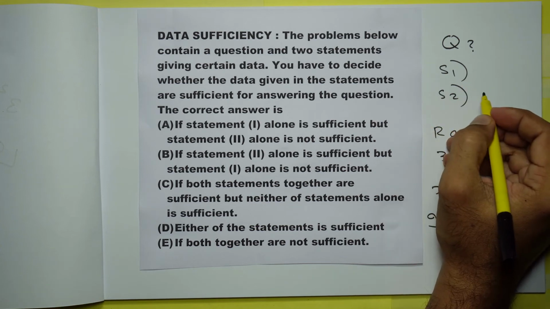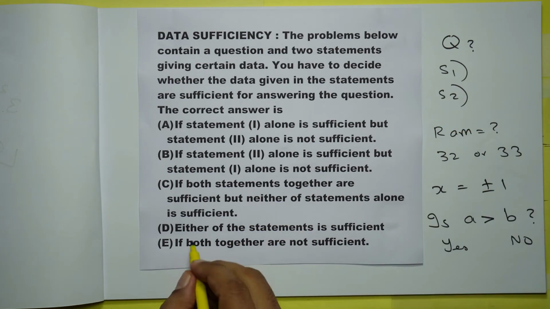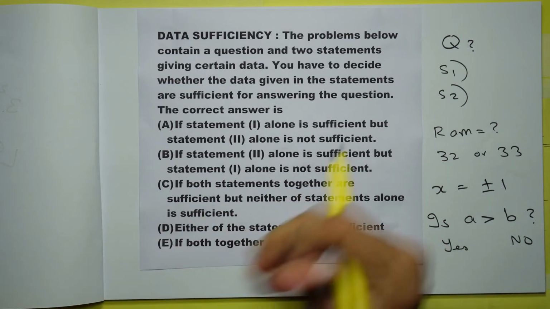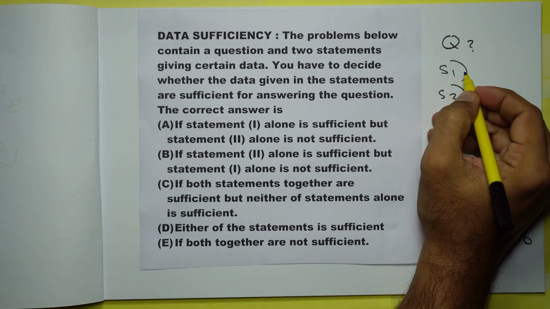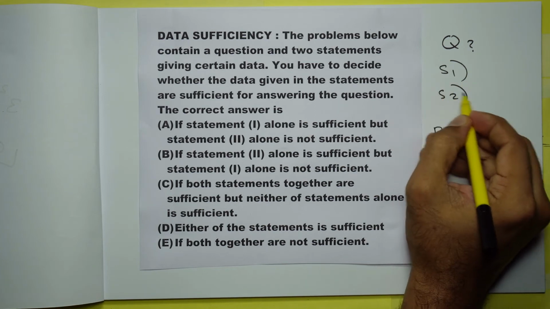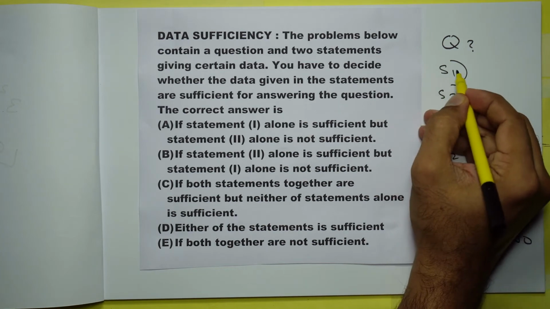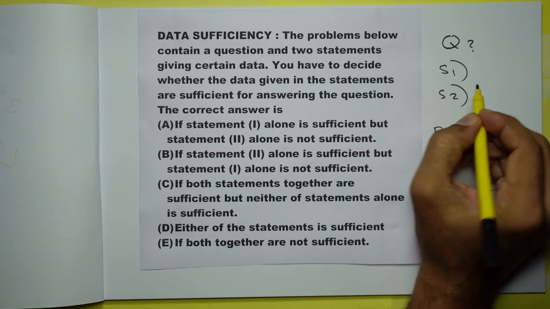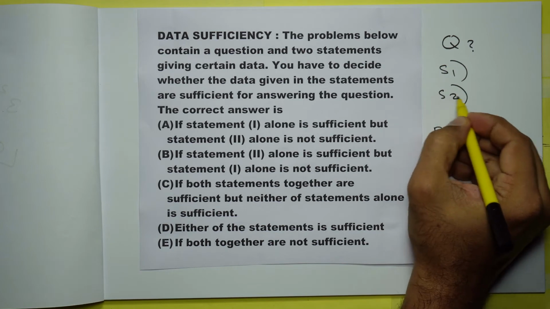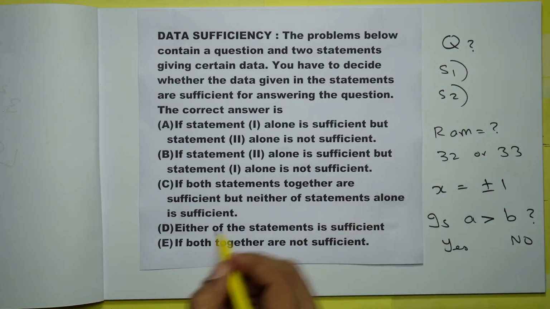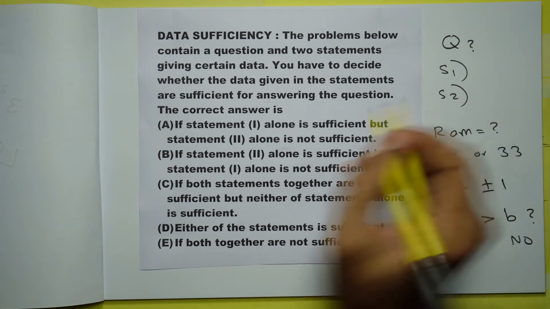Then we have option D. Option D means either of the statements is sufficient. That is, statement 1 alone is sufficient. You will get the exact answer. Statement 2 alone is also sufficient. That is, any of the statements in any order will give you the exact answer. Statement 1 alone will do. Statement 2 alone is also sufficient. That is, either of the statements is sufficient. That is option D.